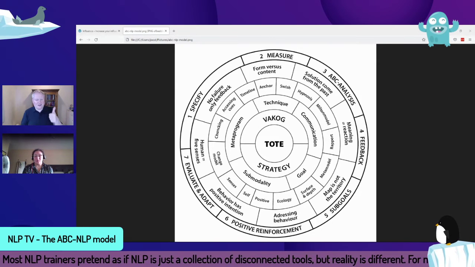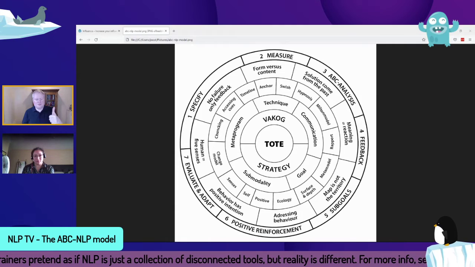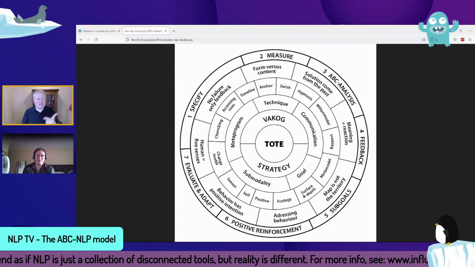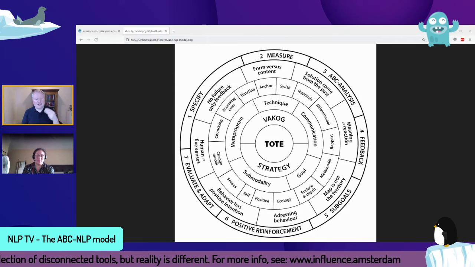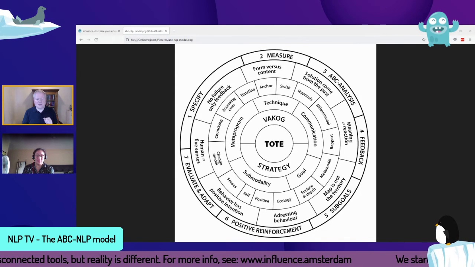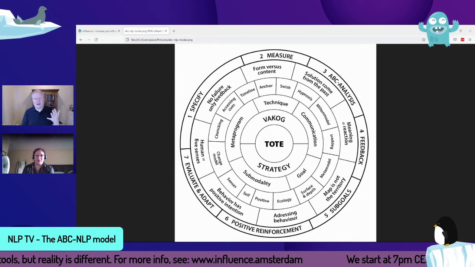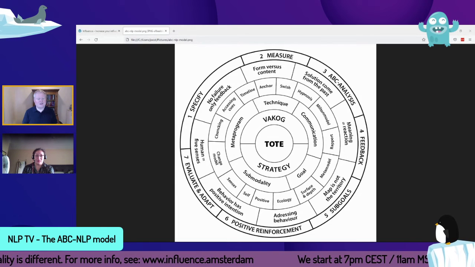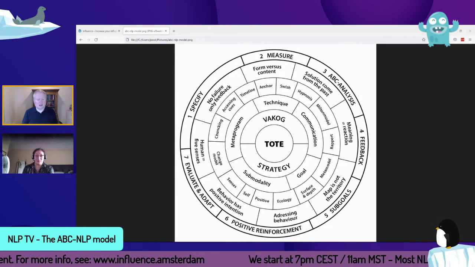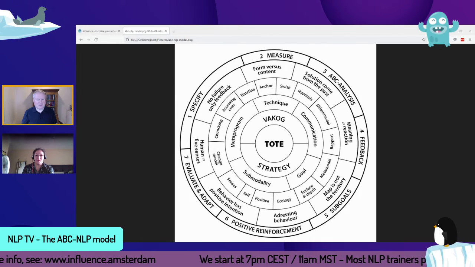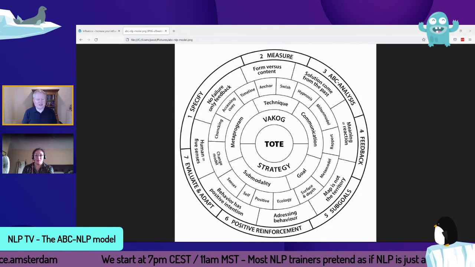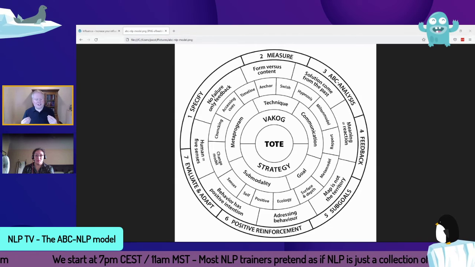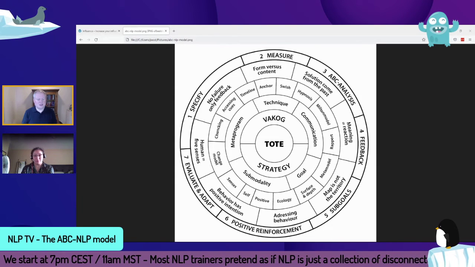cybernetic loop. 1, activate a goal. 2, select an action to achieve your goal. 3, do the action. 4, interpret the result of your action. 5, compare your interpretation with your goal. And 6, have a feedback loop where if you have achieved your goal, great, go back to step 1 and activate a different goal. And if you have not achieved your goal, then we go back to step 2.